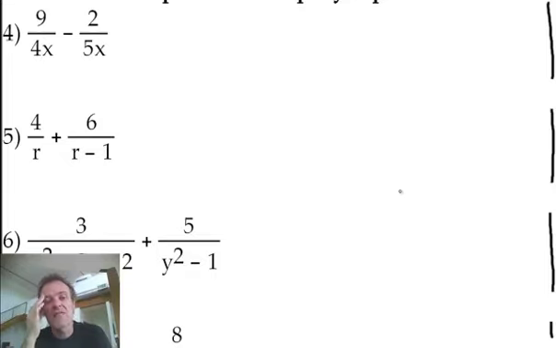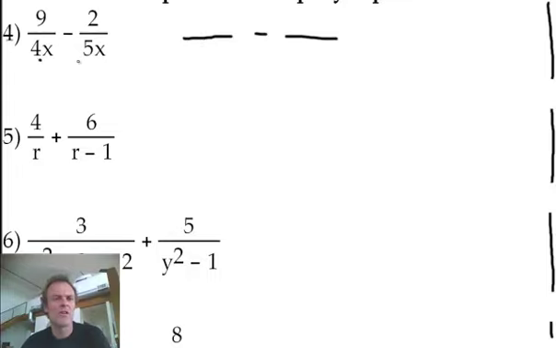Right, now once we realise how to find the lowest common denominator of these rational expressions, we now have to add and subtract them. So that means also changing the numerator as well, not just finding the lowest common denominator. I've actually got to calculate this. Right, so what's the lowest common denominator of 4x and 5x?